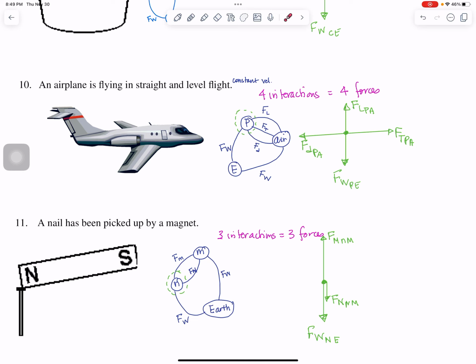And then we also have thrust going forward, force of thrust on the plane by the air. And then drag: we said that it was moving at constant velocity, so I know my drag force has to be the same size as my thrust force. Now, if you made them shorter than lift and weight, that's fine, as long as drag equals thrust and lift equals weight. So force of drag on the plane by the air.